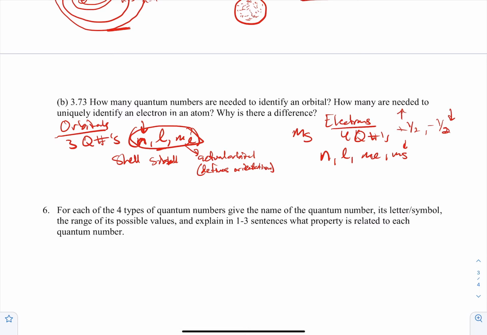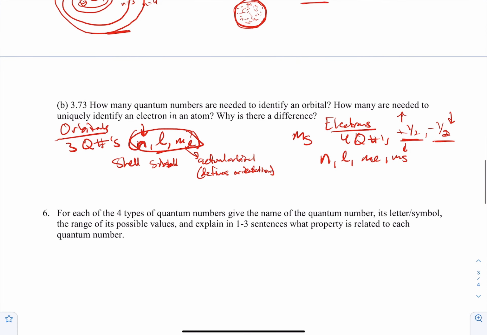Any one orbital, any one region of space within a subshell, can hold 2 electrons. So that's why we have to differentiate. One electron will have an upspin, and the other one will have a downspin. That's the difference, because those electrons have spin, and technically also have different energies. The upspin is actually lower in energy than the downspin, and so we have to designate which one is which.